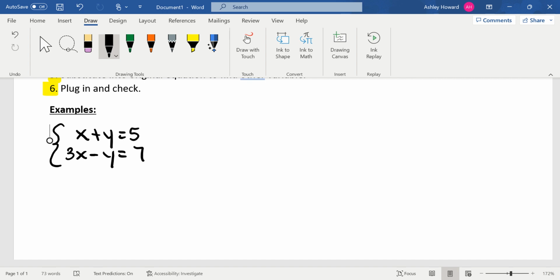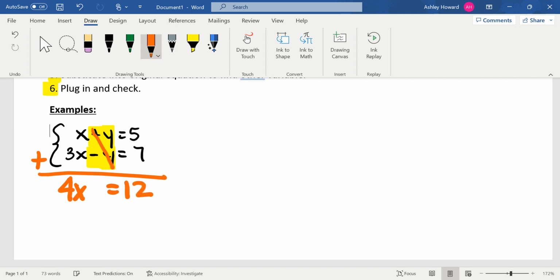Our next step is we're going to look at our variables. x and 3x are not opposites of each other. So now I'm going to move over to my y term, and positive y and minus y are opposites of each other. So since we already have a pair of opposites, we're going to add our two equations together and combine like terms. 3x plus x gives me 4x. y minus y cancels my y's out. And 5 plus 7 gives me 12. And then I'm going to divide by 4 on both sides to finish solving for x and get that my x value is 3. 12 divided by 4 is 3.